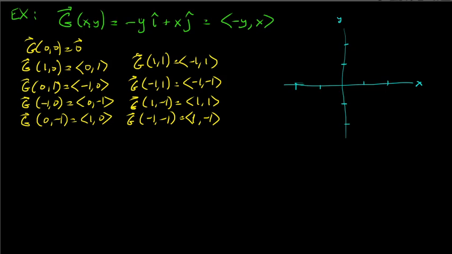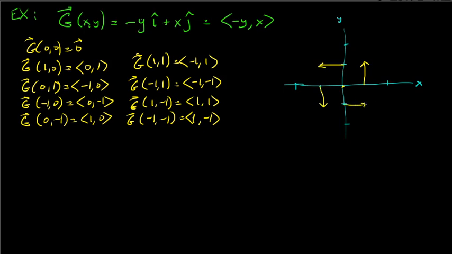So here's another example. It's negative yi plus xj. And this is the same example in the book, but it's a good one to draw out here. So at 0, 0, you just get the 0 vector again. At 1, 0, I already wrote all this out, so we don't have to compute anything here. You get the vector pointing straight upward, right? At 0, 1, you get the vector pointing to the left. At negative 1, 0, you get the vector pointing straight down. And then 0, negative 1, you get a vector pointing to the right.